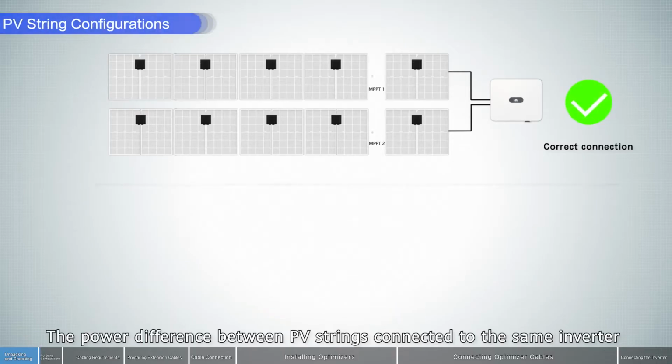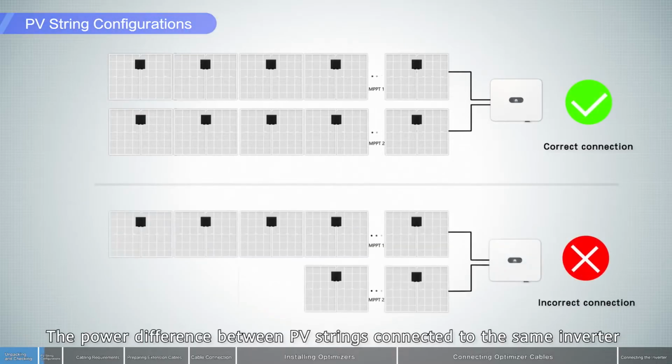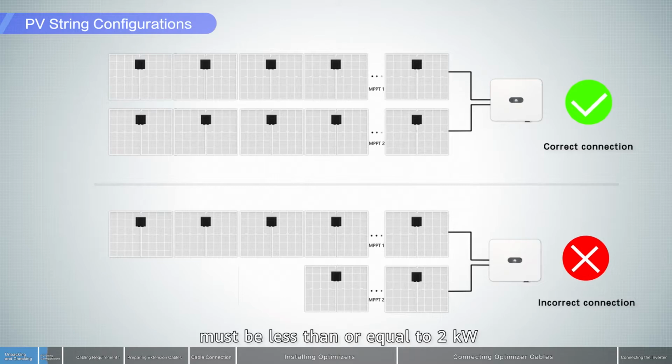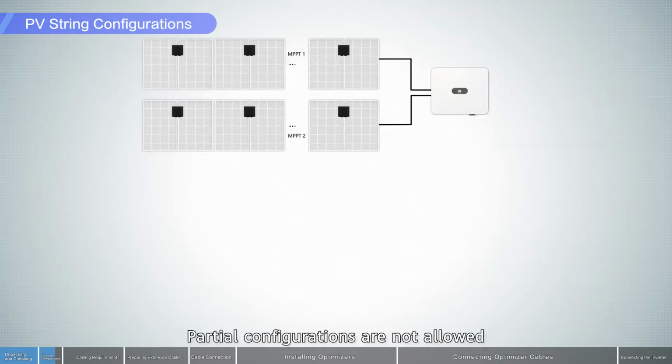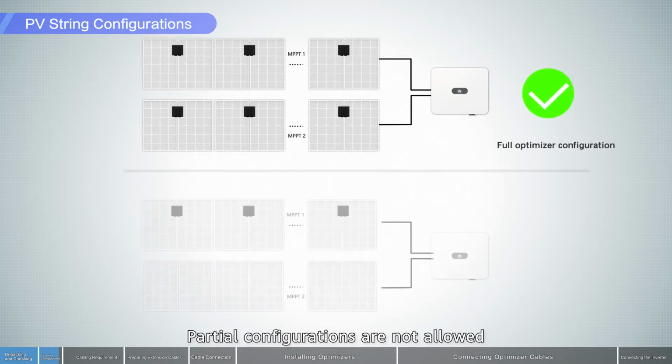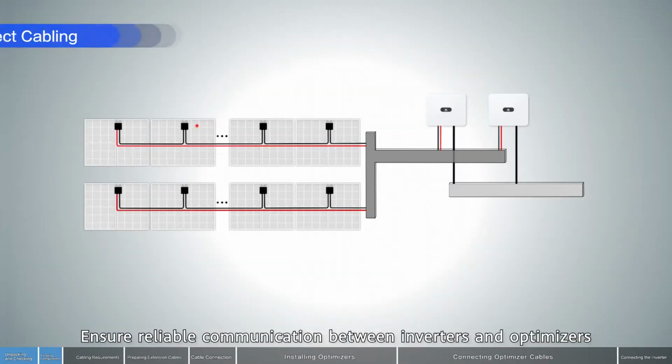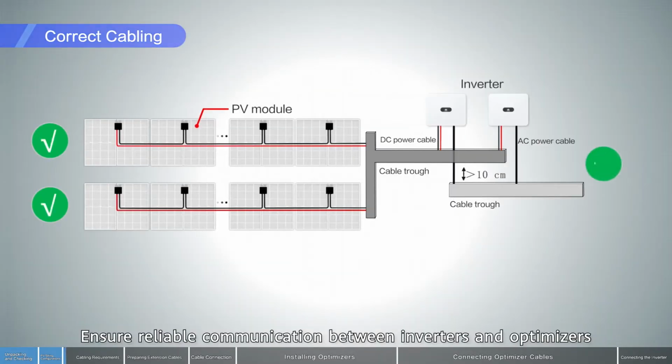The power difference between PV strings connected to the same inverter must be less than or equal to 2 kilowatts. Otherwise, the inverter may be derated. Partial configurations are not allowed. Ensure reliable communication between inverters and optimizers.